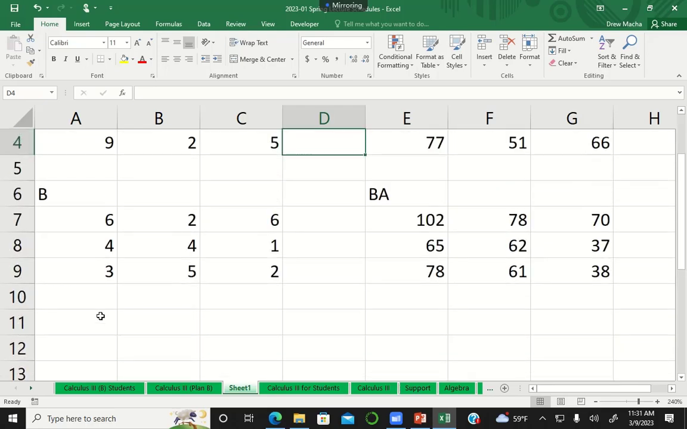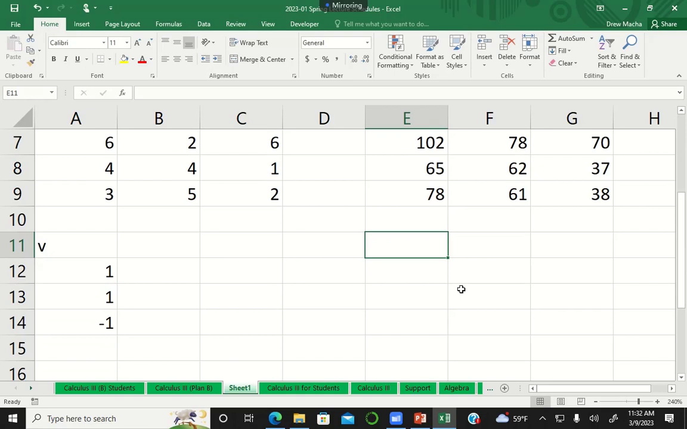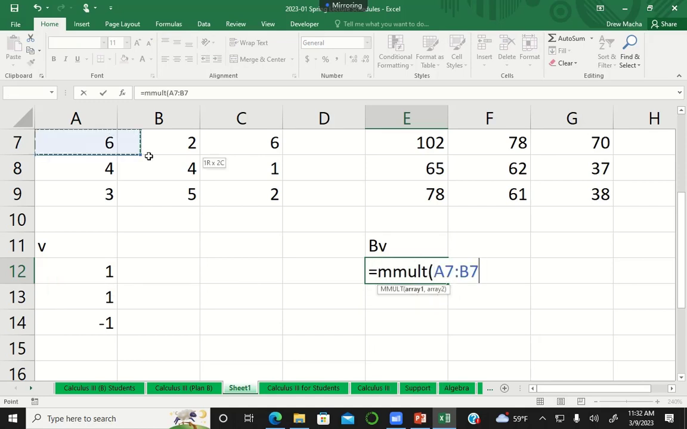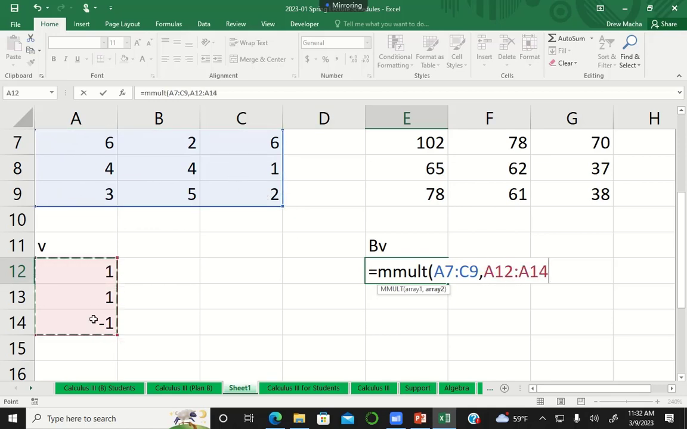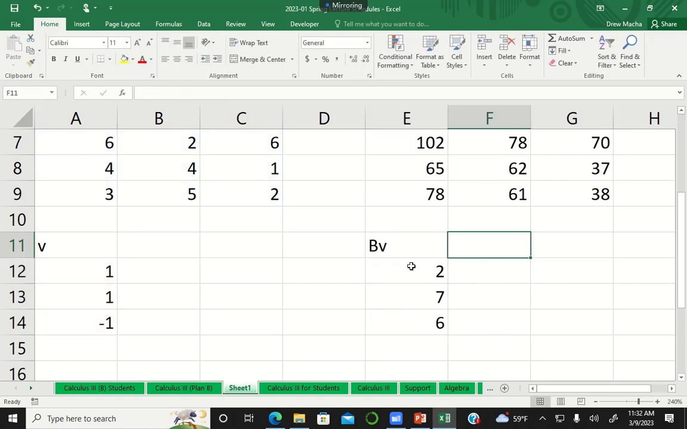By the way, if you wanted to multiply this matrix B times a vector V, and the vector V is 1, 1, negative 1, we'll say. Then to do BV, matrix-vector multiplication in Excel, you use the same formula. It's still MMULT for matrix multiplication. Then we select the B matrix, comma, the V vector, hit Enter. Then you select the 1 by 3 region to get the BV matrix-vector product in Excel. So you need to know in advance the size of the result.